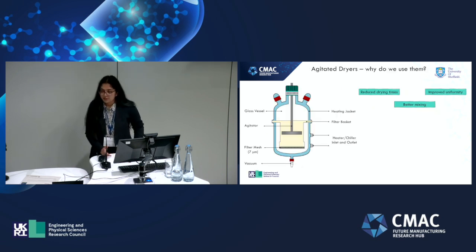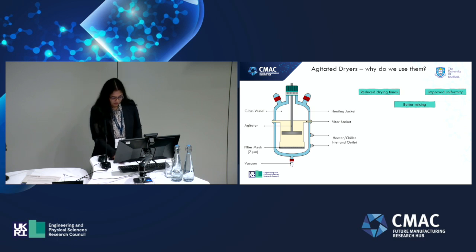So agitated dryers, why do we use them? By having the agitation and that improved heat and mass transfer, we can get reduced drying times, improved uniformity, and better mixing, all of which are really beneficial. So that makes you think, what's the issue? By having these intense drying conditions with the agitation, you can get either undesired attrition and breakage or undesired agglomeration, which is what my project is focused on.